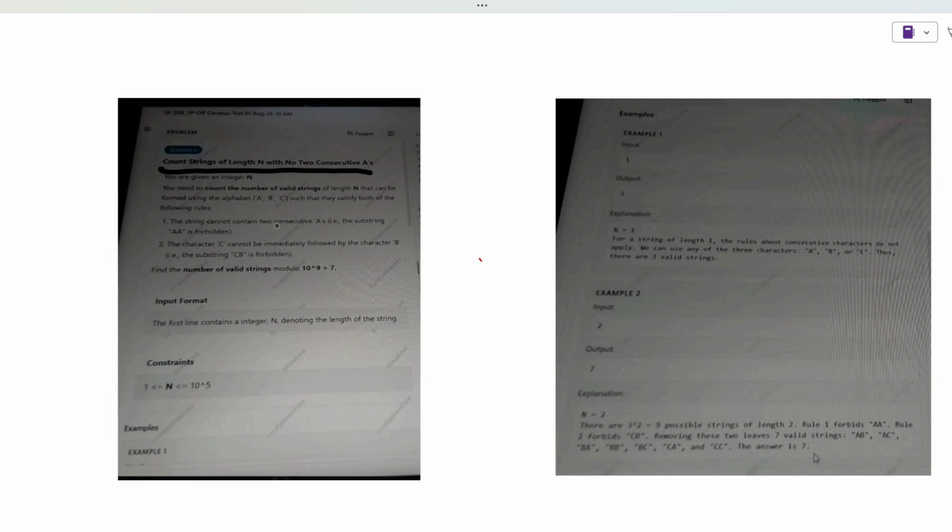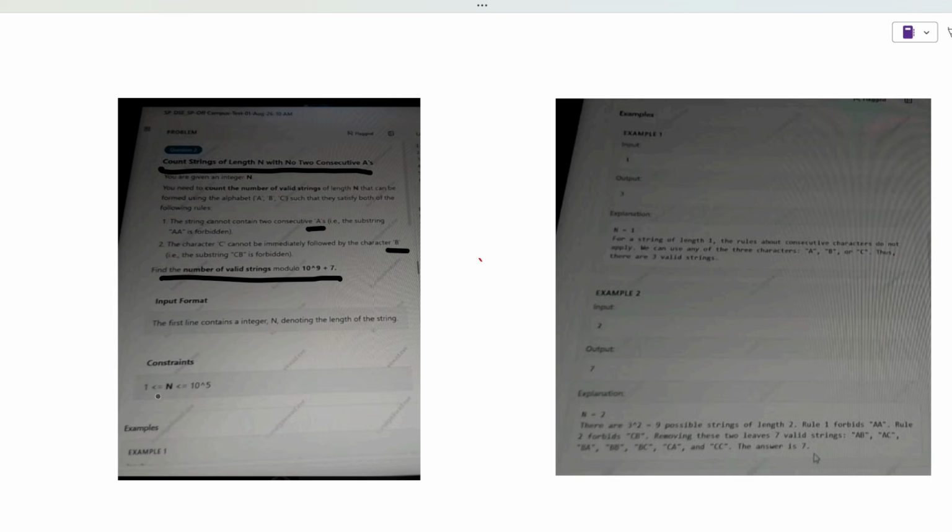The string cannot contain 2 consecutive A's, and the character C cannot be immediately followed by character B. So if you find the total number of valid strings, then you will have to find the number of valid strings modulo 10 to the power 9 plus 7, because there can be a lot of combinations and that value can go up to this value also. So therefore modulo is required.